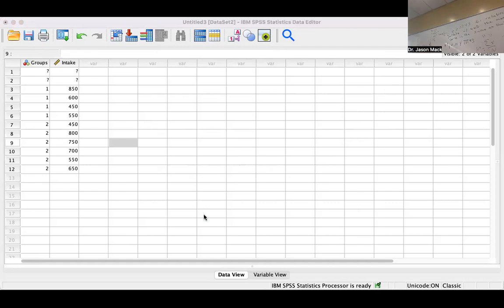Then we're just gonna save that. And then we'll just save the file. And that takes us to the end of that worksheet.